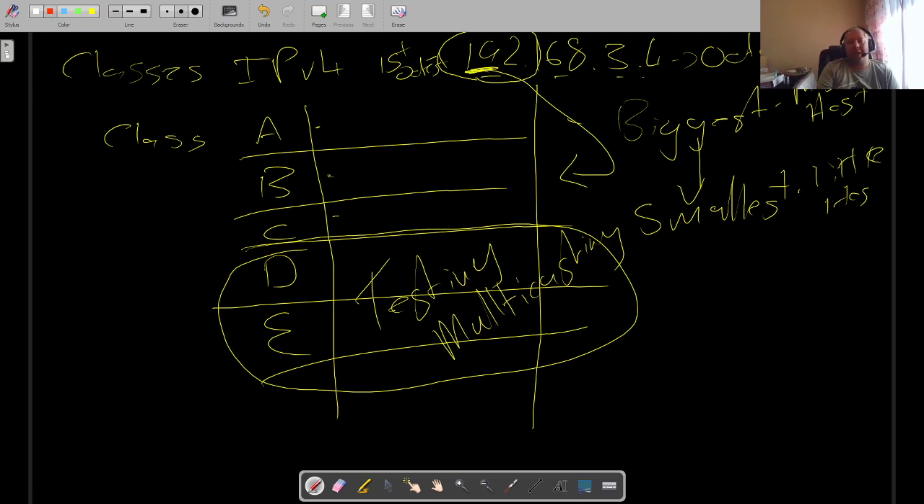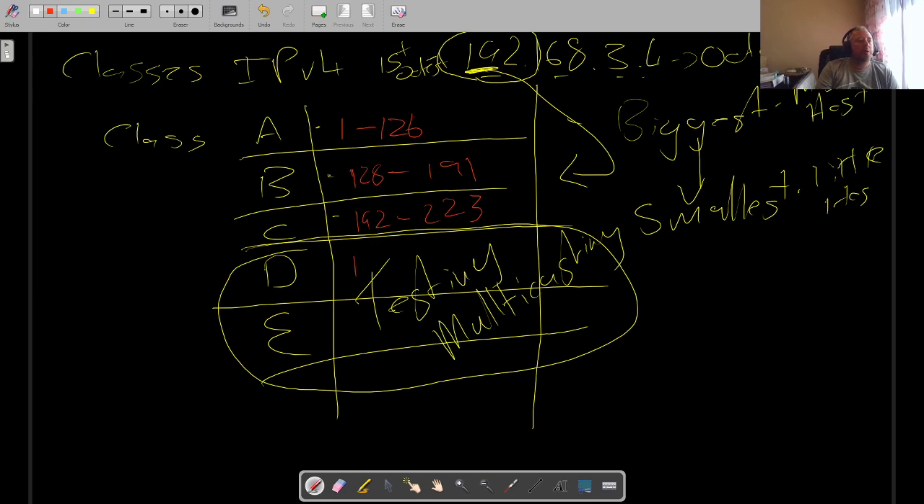For a class A, that octet will be a number between 1 and 126. If it's class B, that will be a number between 128 and 191. And if it's a class C address, that number will be between 192 and 223.